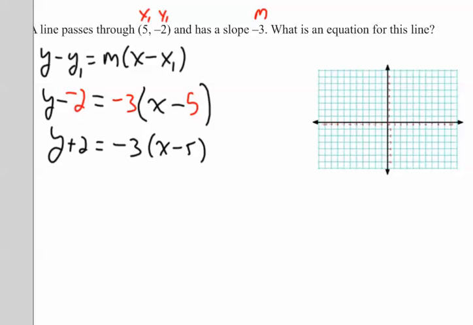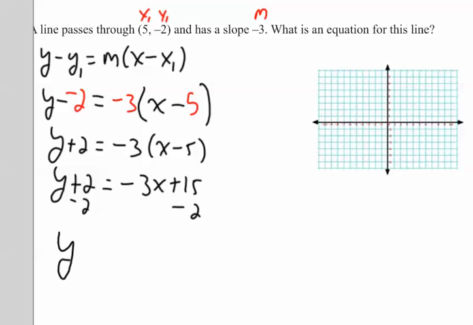Then I use the distributive property and I get -3x plus 15. I want to get y by itself, so I subtract 2 here and I subtract 2 here. So I get y equals -3x plus 13. So that's in the form of y equals mx plus b.